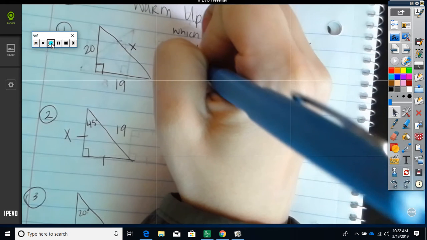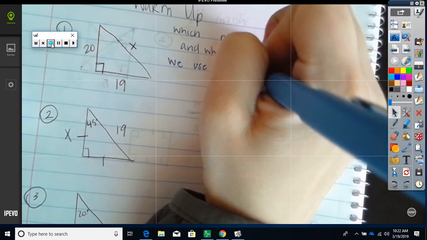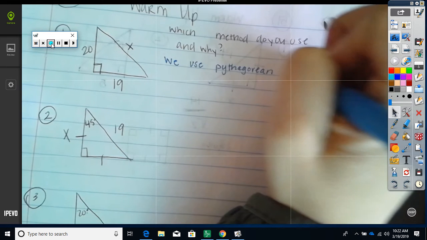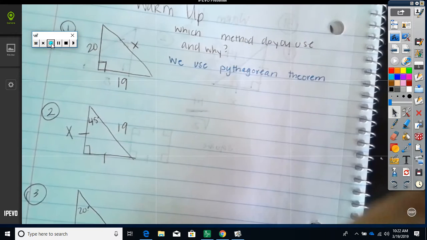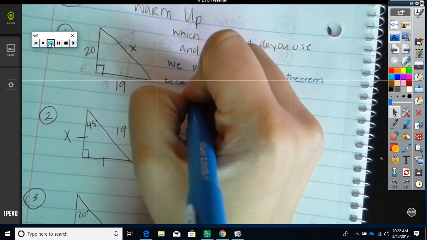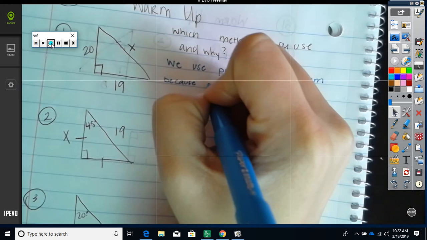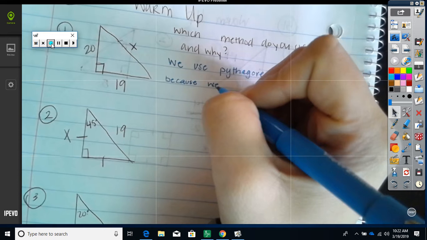Please write this down. This is a grade for today. Please write this down. We use Pythagorean theorem because... page 52.